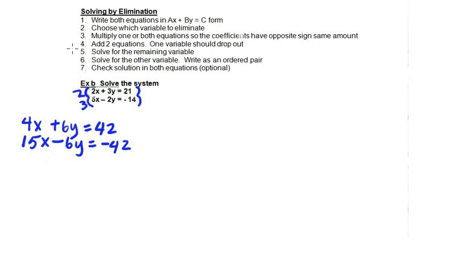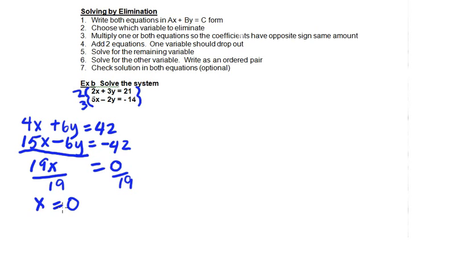And now we'll go to step 4, which says add the two equations. So when we add up the left-hand side, we have 4x plus 15x is equal to 19x. But then the positive 6y and the negative 6y drop out. So the left-hand side is much simpler, and then positive 42 minus 42 is going to give us 0 over here. It says here in step 4, one variable should drop out, and that's exactly what happened. Our y's disappeared. So step 5 says solve for the remaining variable. We will isolate that x by dividing by 19. And we get 0 divided by 19 is equal to 0. So our first variable, x, is equal to 0.